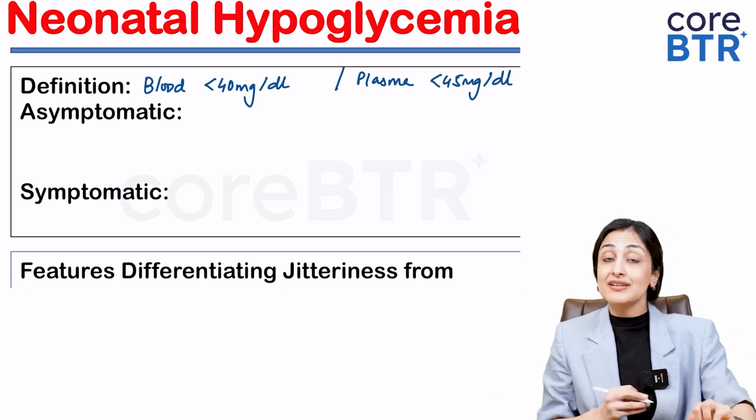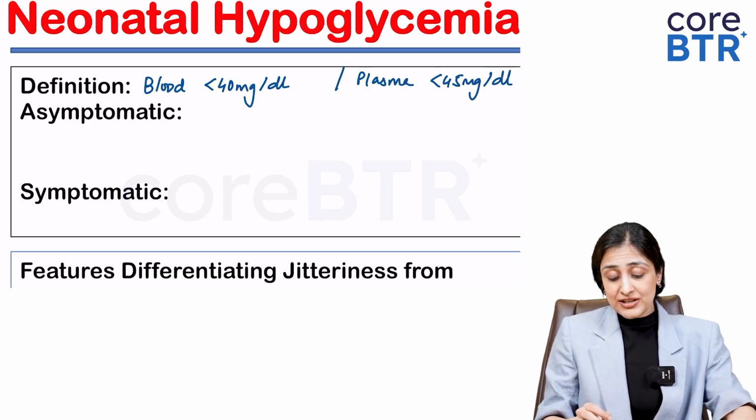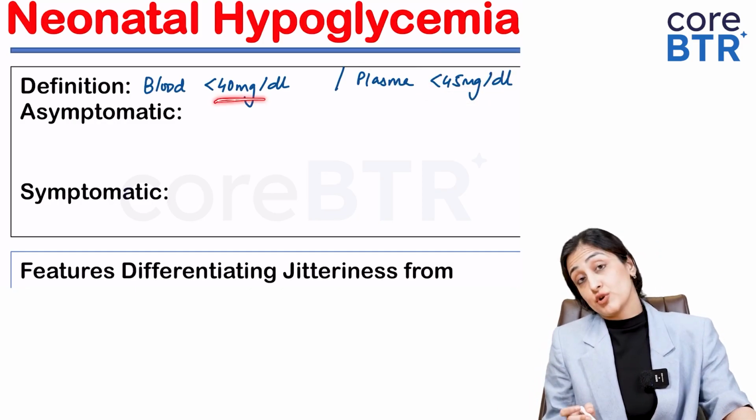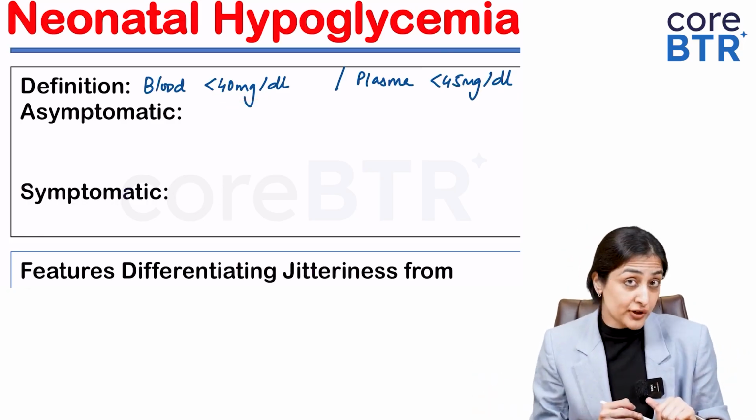So if they don't write anything, how will you know? So then just take 45, right? Better to keep a higher threshold rather than 40. So if they don't mention, keep it 45.